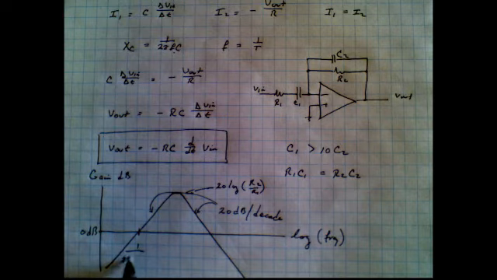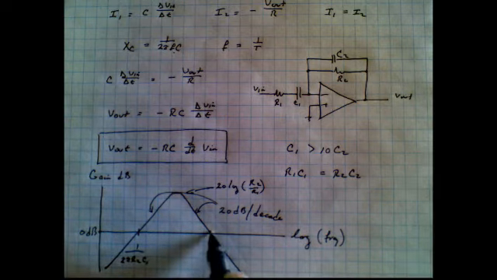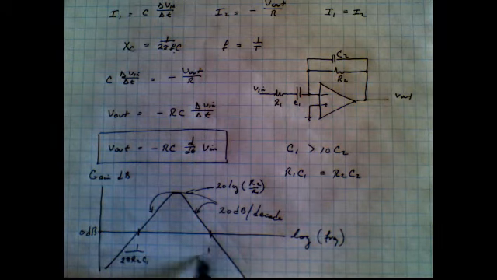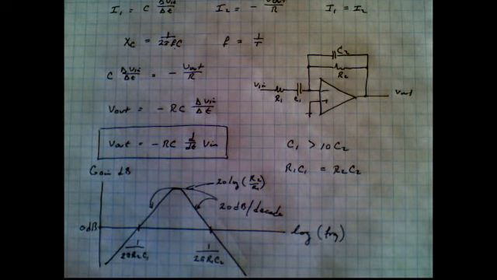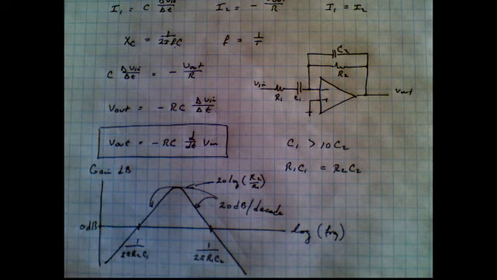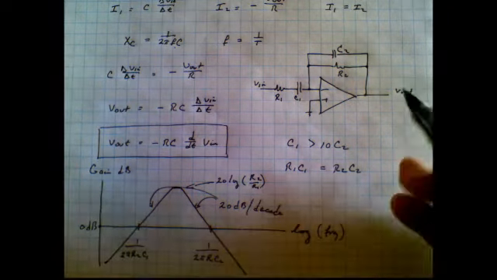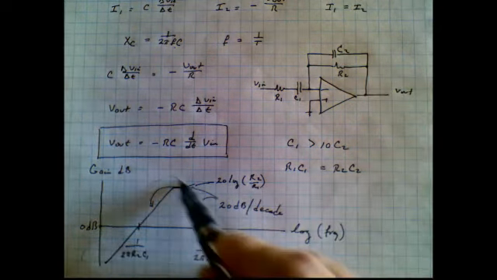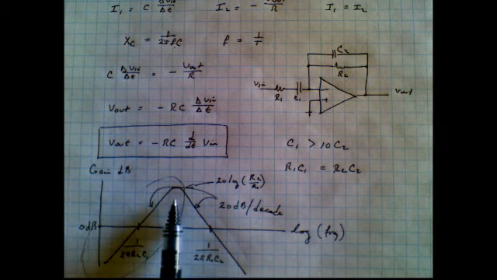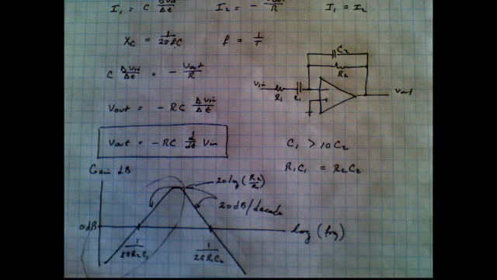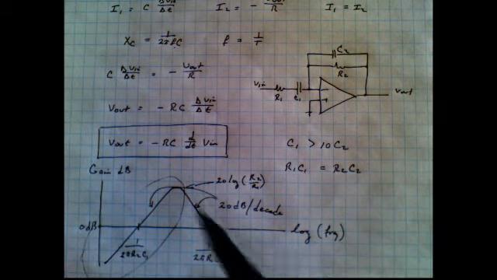The corner frequency should be about 1 over 2 pi R2 C1, and this one over here should be about 1 over 2 pi R1 C2. And the part of the circuit that we would use, the frequency response we'd use as the differentiator, would be this slope over here. So we start from a very low frequency, low gain circuit to a maximum of about the ratio of the feedback resistor to the input resistor.